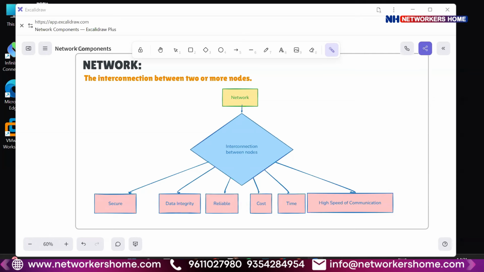But in the email, I can simply write the message, press enter, and done. So cost-wise, time-wise, high speed of communication. These are the advantages of our network. Okay, so what is a network? It is an interconnection between nodes. Why do we require a network? These are the reasons.